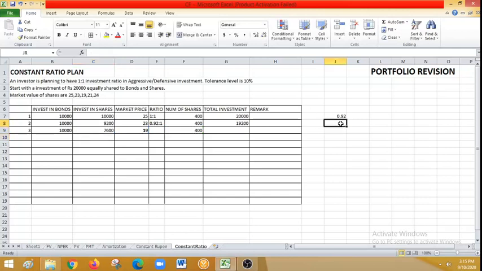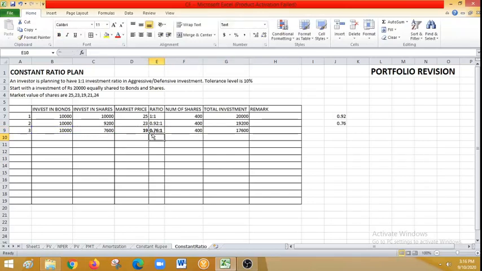So 7,600, what is the ratio? 7,600 divided by 10,000, that is in bonds, no? In bonds it is 10,000, so it is 0.76. 0.76 is to 1. What is the total investment? Investment in bonds plus investment in shares.